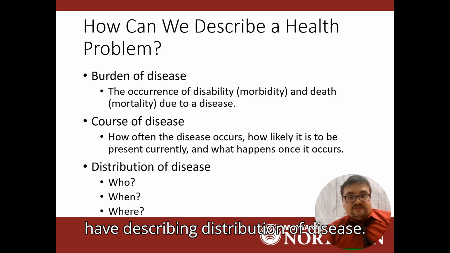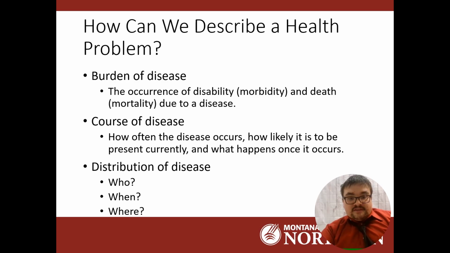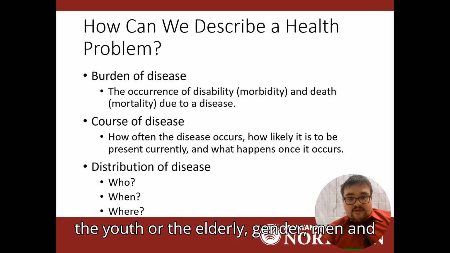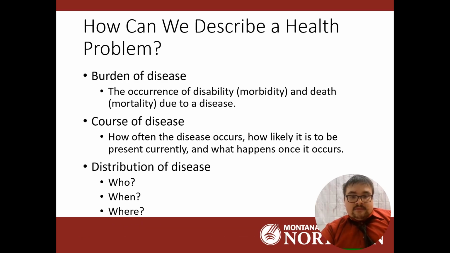Third, we have describing the distribution of disease. So we're focusing on who gets the disease. Age affects a specific population, in terms of whether it is the youth or the elderly, as do gender, men and women, ethnicity, and other demographics.